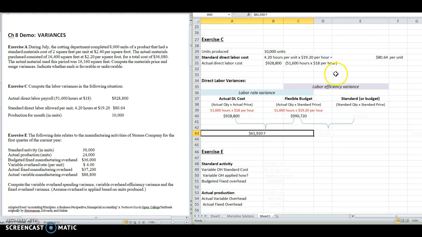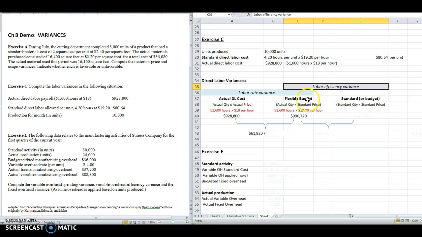Next, we can move on to our labor efficiency variance. The labor efficiency variance is going to compare this flexible budget to the standard. We're going to use the same standard price for both, so we're using the $19.20 per hour, but we're using the actual quantity compared to the standard quantity. The actual quantity being 51,600. We've already done that calculation, which is great.